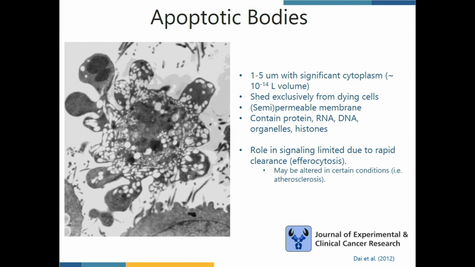There are some exceptions, one of which is being studied here by Katie Rayner, which is when the efferocytosis process is impaired, like in atherosclerosis, then there may be a role for signaling for the apoptotic bodies.